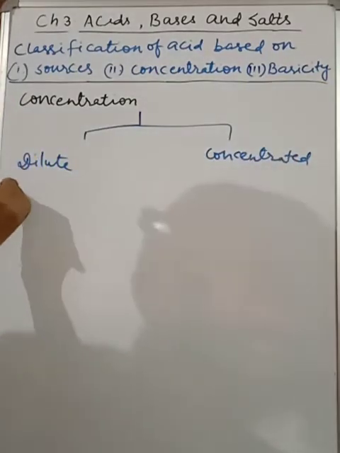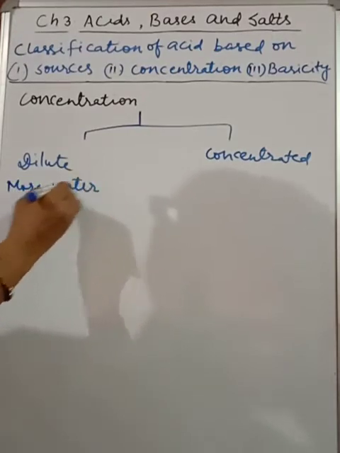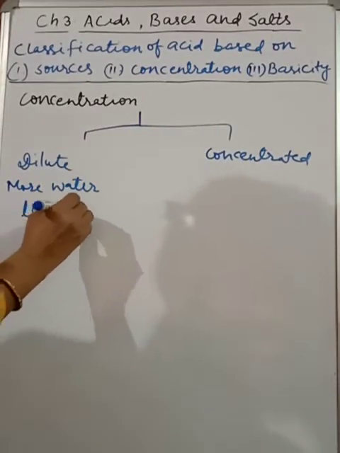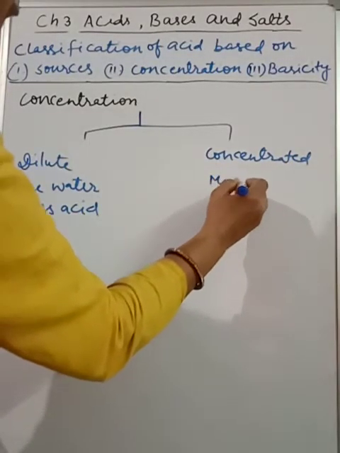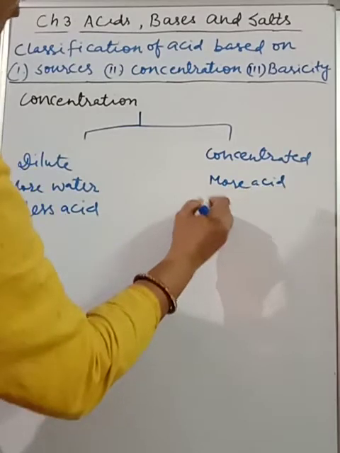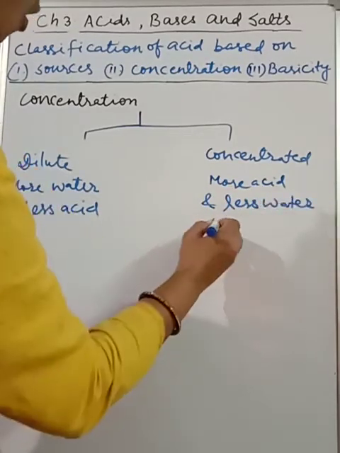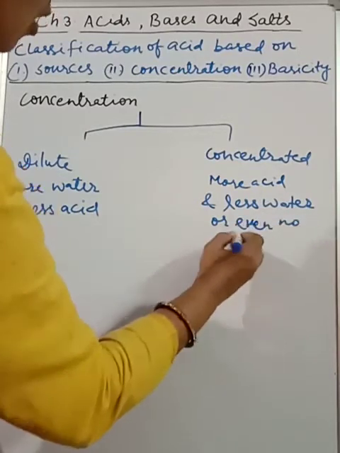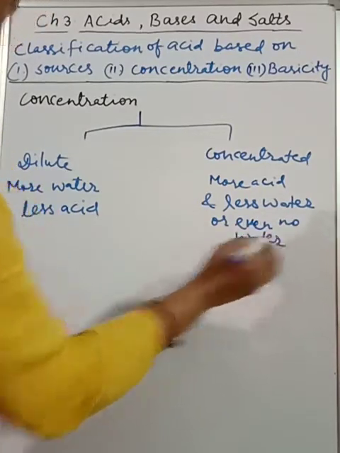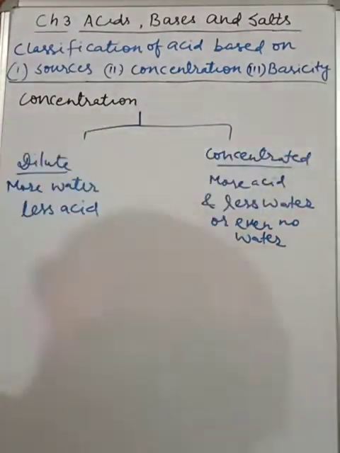the amount of water is more, and less acid, and in concentrated acid, more acid and less water, or even no water. Understood, children? So the meaning of dilute and the meaning of concentrated, I think you must have understood.